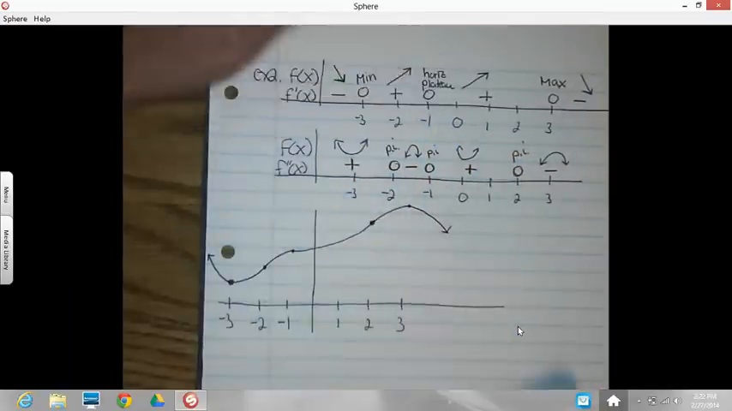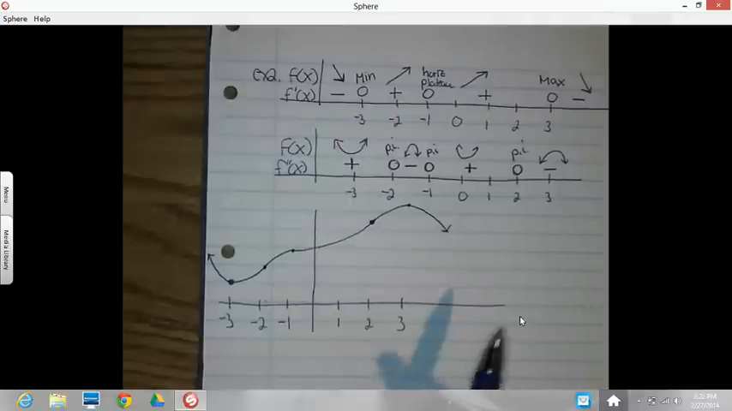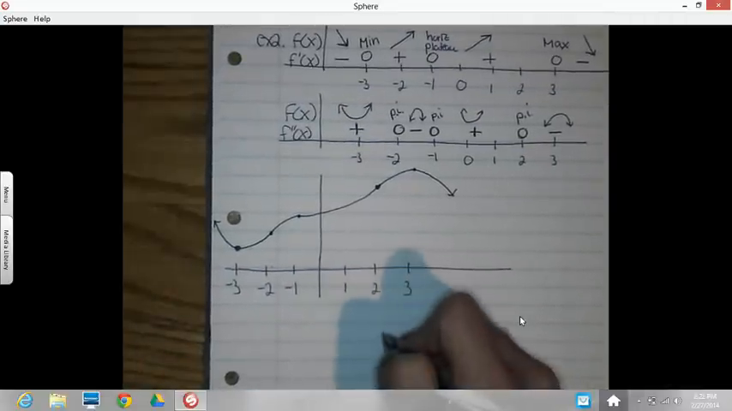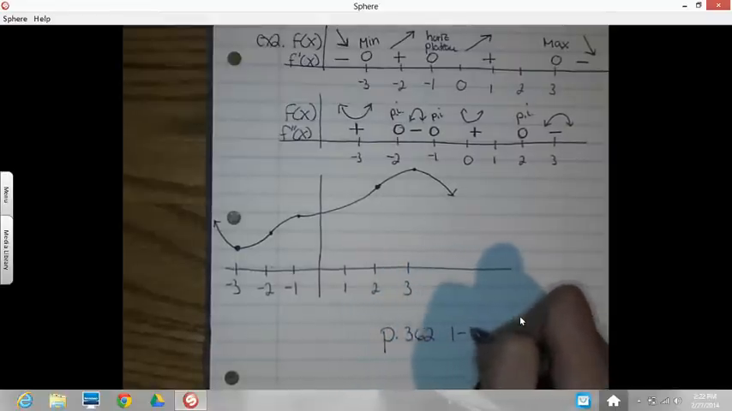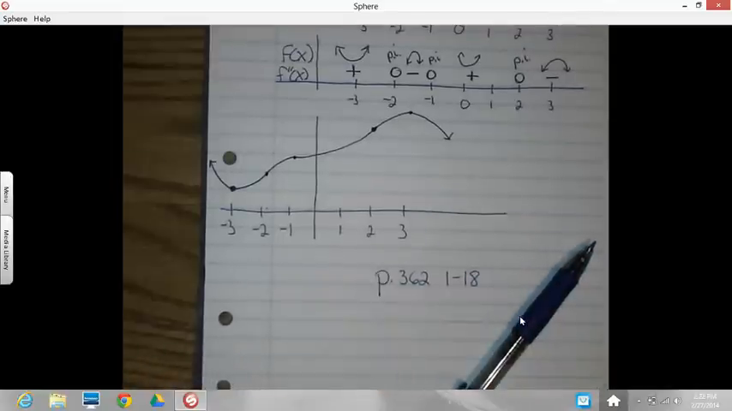Okay, there was a lot going on. You got to take it from critical point to critical point, piece by piece, and all you care about is concavity and direction. You can do these. Okay, your assignment is page 362, 1 through 18. I know the notes are really long, but the homework isn't too long. All right, stop this.